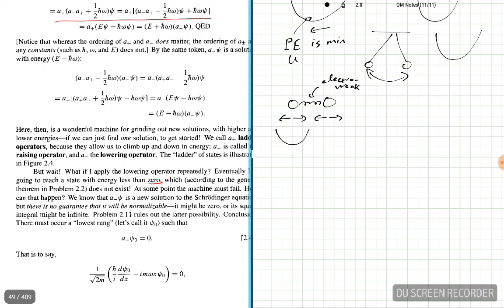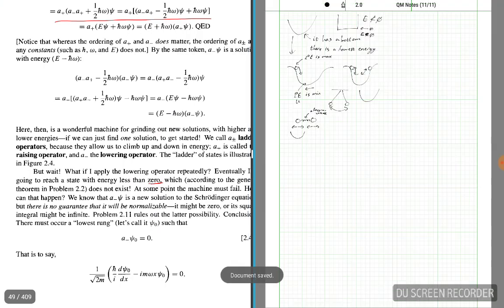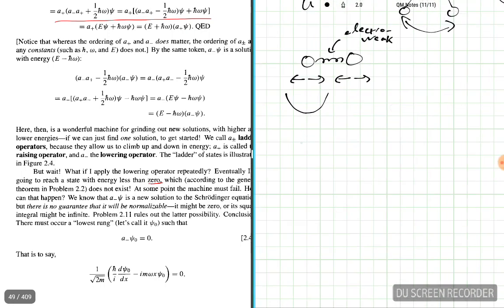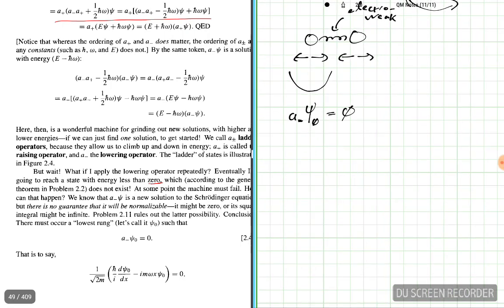So that means that since there is a bottom, we have some bottom rung wave function. We can call it, like our ground state, psi naught. So we have some psi naught where if I apply an A minus to it, I get a 0. So that does have to exist, because this is physics, not math. Has to exist. So let's go ahead and work that out.